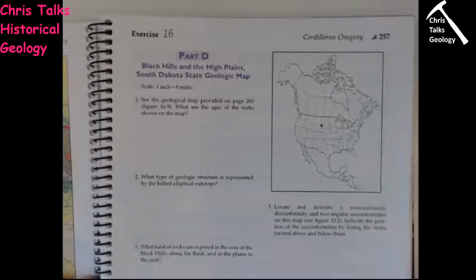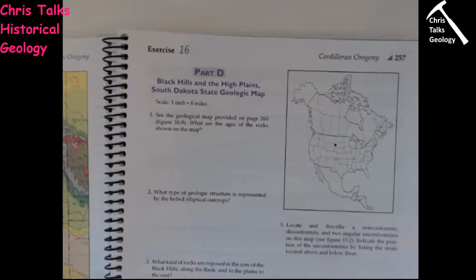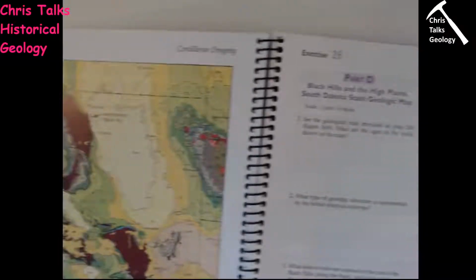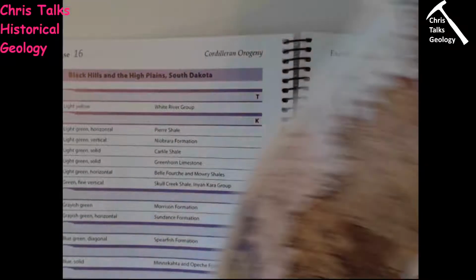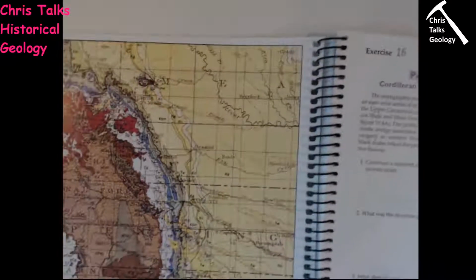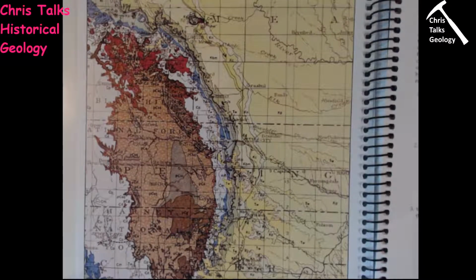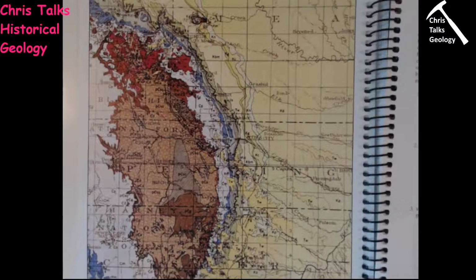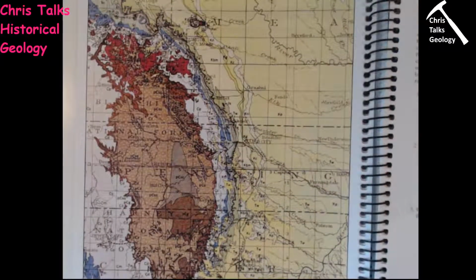So part D is dealing with the Black Hills and High Plains of South Dakota. One of the reasons that I've selected this particular exercise is that the geologic map associated with it is more realistic of what geologists have to deal with on a regular basis. So you can see this is a pretty complex map. Now compare that to some of the maps we've been dealing with. You can quite clearly see the beds of rock, everything looks quite nice, and then you compare it to that, well, it's quite a different world, isn't it?